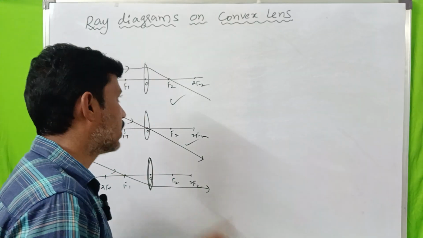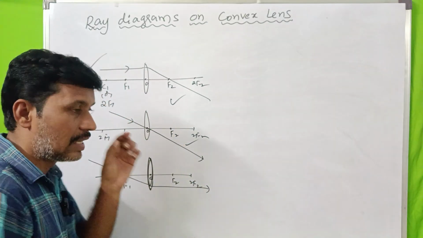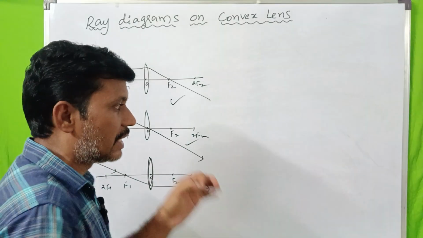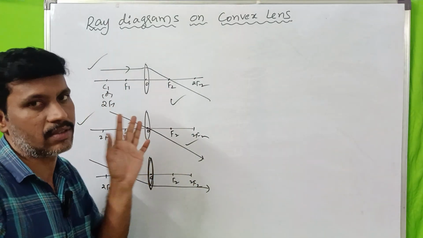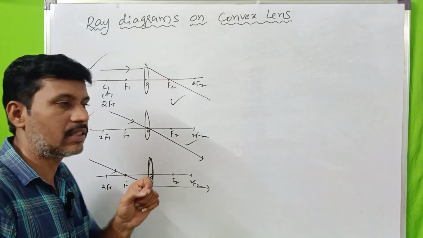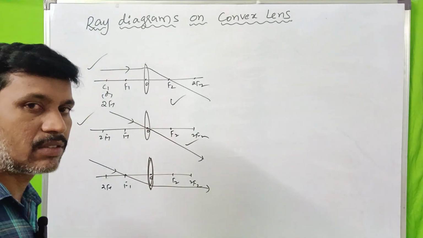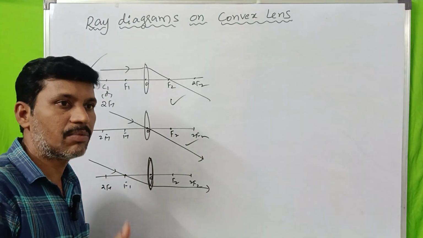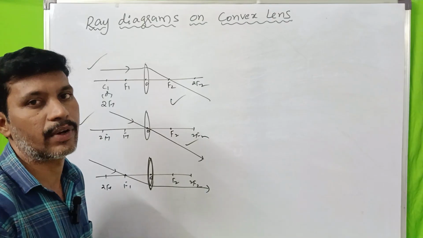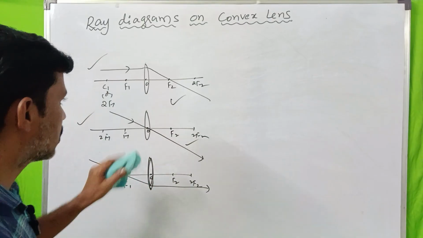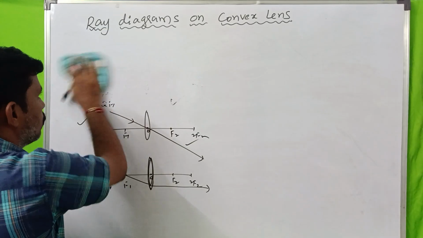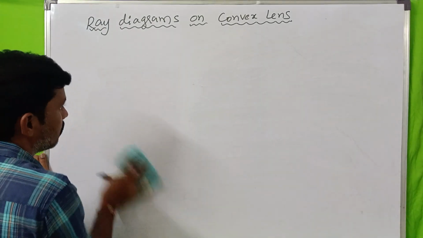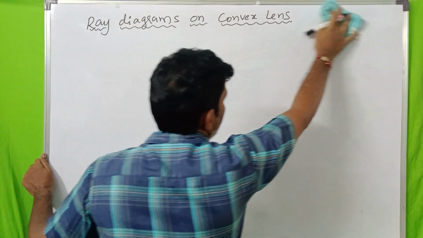We take these two rules because to complete the image formation, we need at least two incident rays. As with mirrors, at least two incident rays after reflection meet at one point, and we get the image at this point. So these are the three rules. Let us go to case 1, case 2, case 3, like that, the different positions of the object in front of the convex lens.